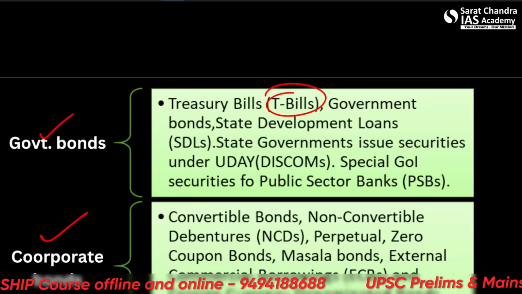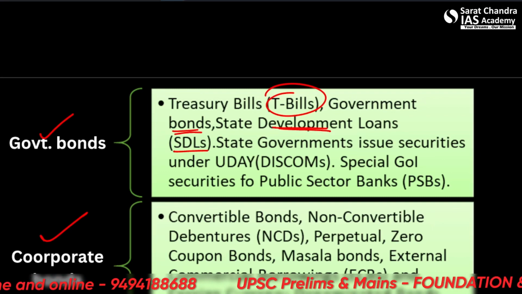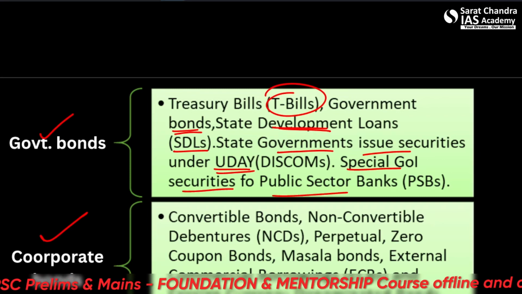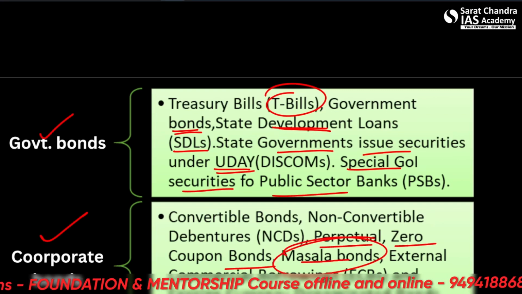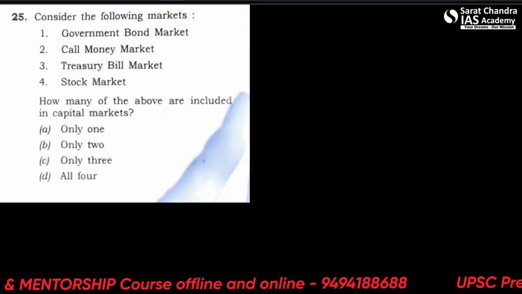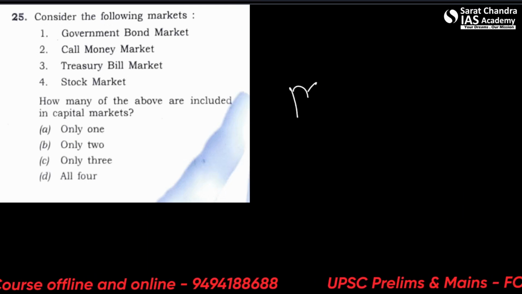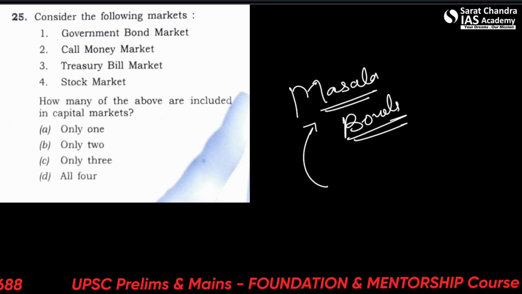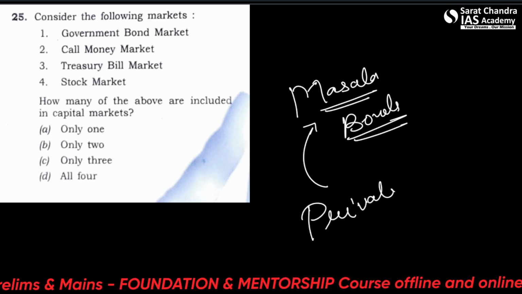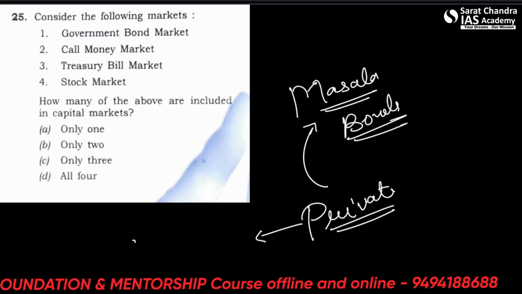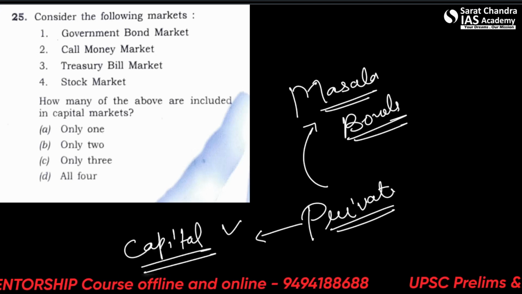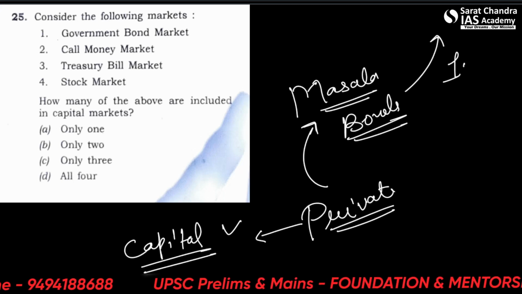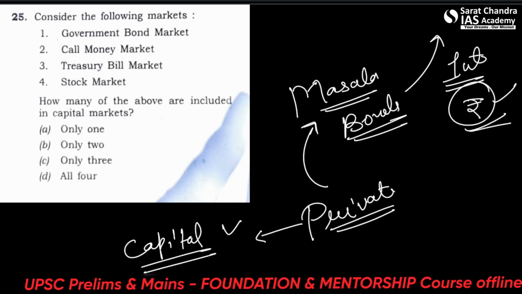Bonds include T-bills, government bonds, state development loans, state government issued securities under the Uday scheme, Discom, special GUI securities. There are many types of bonds, but the corporate bonds are like perpetual, zero coupon bond, masala bond. Masala bonds are very important. The question was asked in 2022, I guess, on masala bonds. Masala bonds are issued by the private market. Whenever a private company wants to raise some capital, then it issues the masala bonds into the global market, let's say. This is one of the parts in the internationalization of the rupee also. So this all you can read.